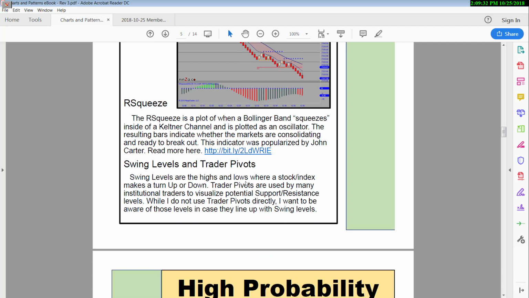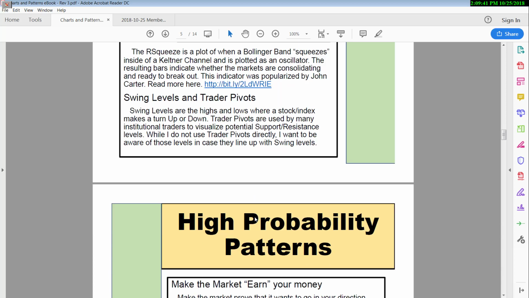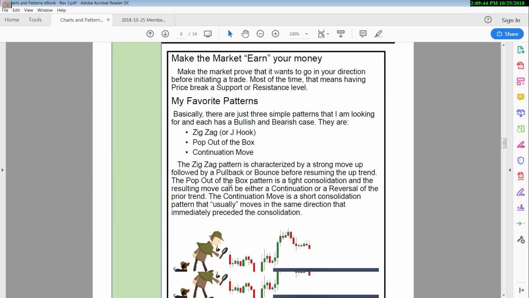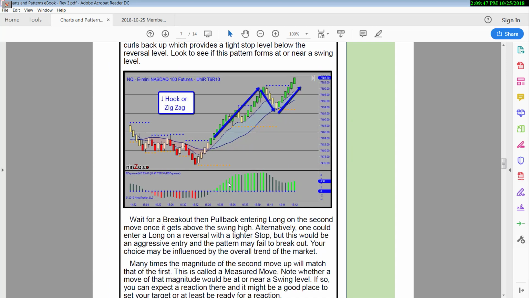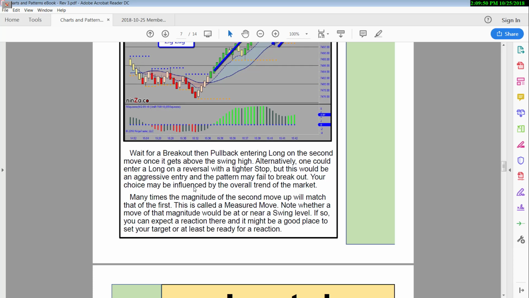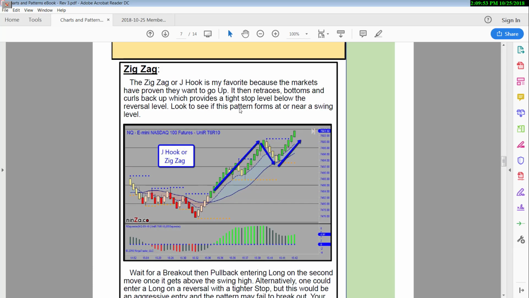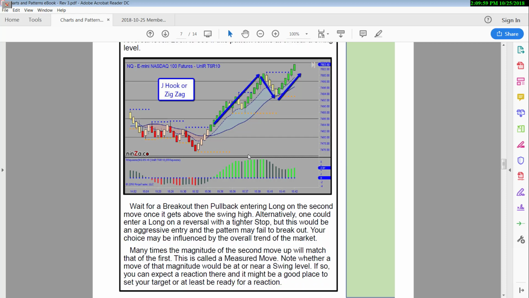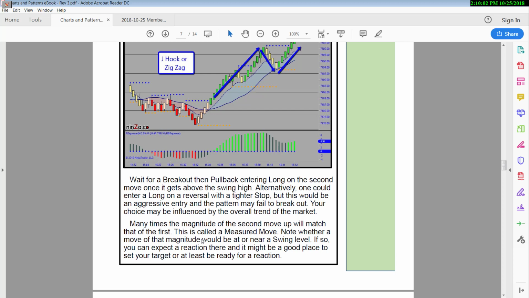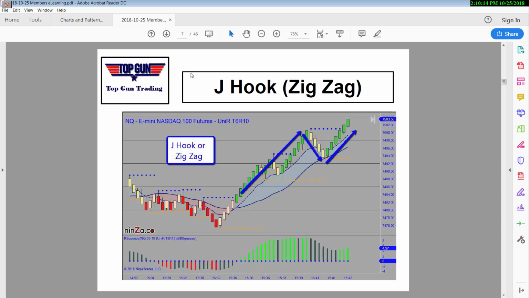When we talk about swing levels, there's trader pivots inside futures. There are within other large cap stocks and indexes on the stock side, but not necessarily. We talk about the zigzag and pop out of the box. And let's see. And you can see here on the zigzag, I talk about what it does, and I look for the pattern, and then I go into a little bit of an explanation. And I talk about the measured move concept.